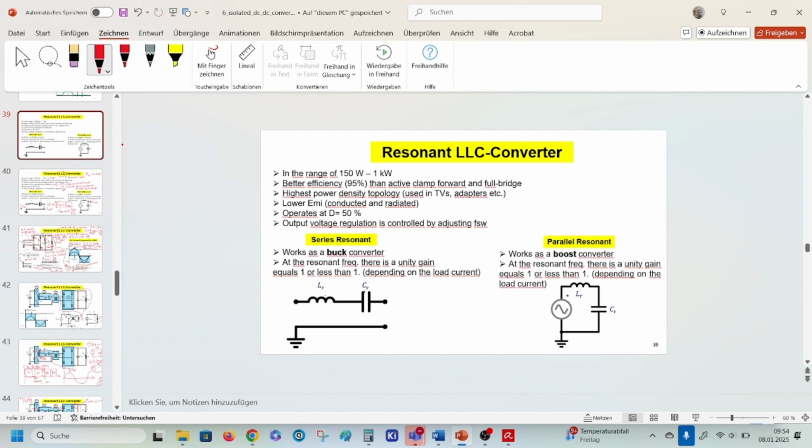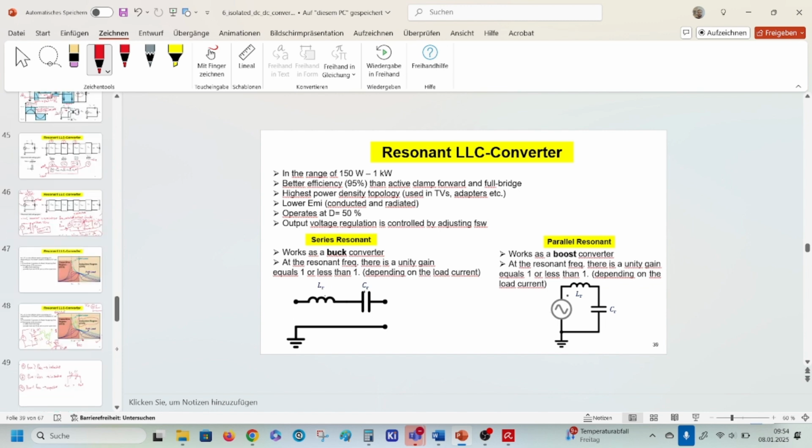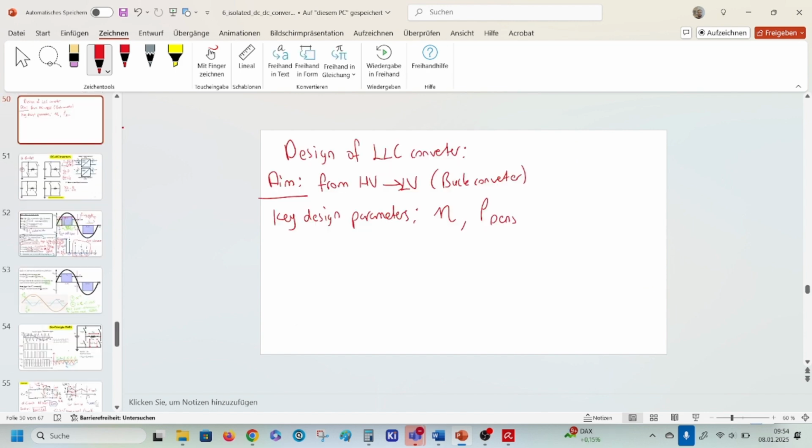And power density. These two parameters, efficiency and power density, then we should use LLC converter.